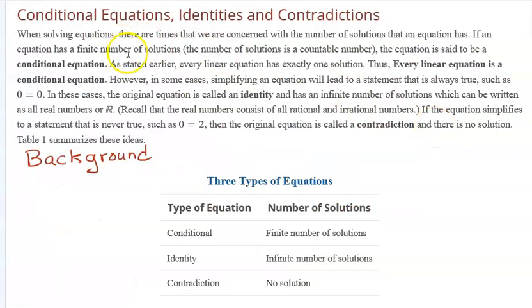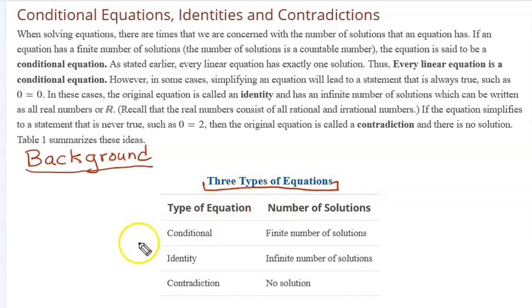Now we're going to skip example 10. So you can write that you skipped it or just don't put it in your booklet. But now I want you to write the word background. Now for this background, we want to go over 3 types of equations.